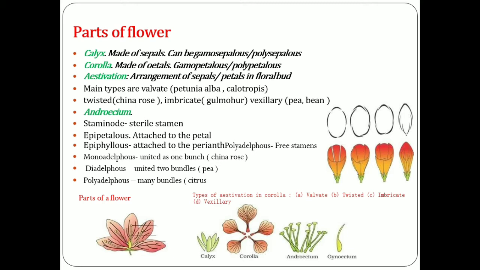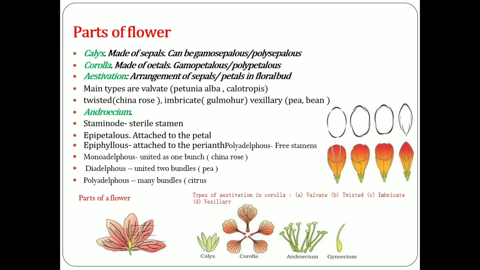Stamens of a flower may be united with other members such as petals or among themselves. When stamens are attached to the petals, they are epipetalous, as in brinjal, or epiphyllous when attached to the perianth, as in the flowers of lily. The stamens in a flower may either remain free, polyandrous, or may be united in varying degrees.